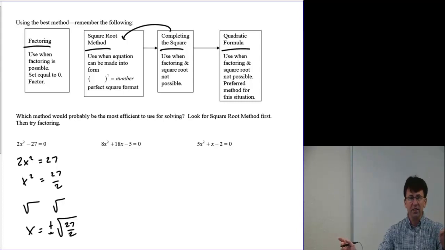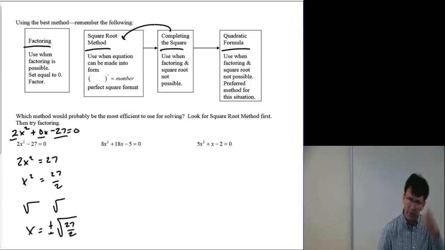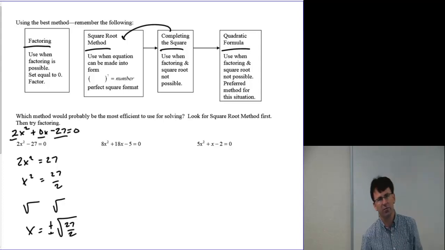If you didn't see that, you could try and factor it. It's not going to factor very well. If you try completing the square, it's going to be a really nasty one to work with. But could we say that this is really 2x squared plus 0x minus 27 equals 0, identify a being 2, b being 0, and c being a negative 27, and plug it into the quadratic formula?